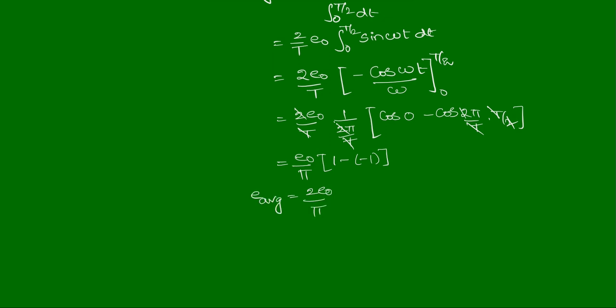This is the average value over half cycle. And similarly, if they ask for the average value of current over half cycle, it will be 2 I naught by pi.